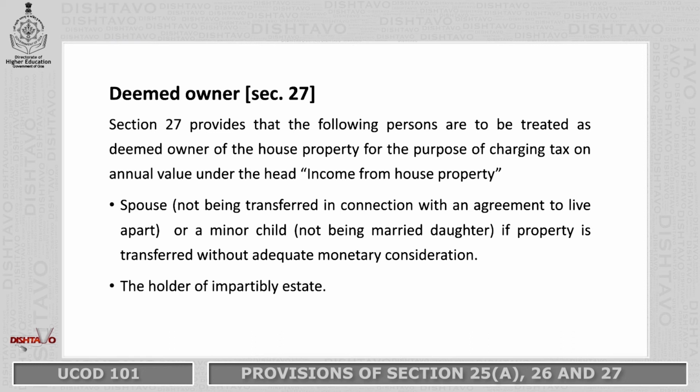Second, holder of an impartible estate. I will explain this with the help of an example. Suppose a person has three sons and he distributes the property in the names of all three sons, but the family convention is that the ancestral house always stays with the elder son. It cannot be divided, and any brothers or sisters can come and stay there, but it will remain with the elder son. In that case, even though he is not the legal owner, he is just the holder of that property, the elder son, as per the convention, becomes the deemed owner of that property.